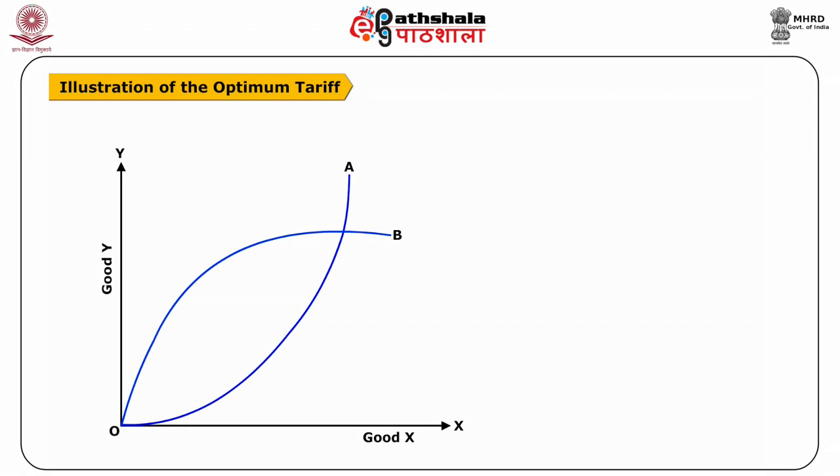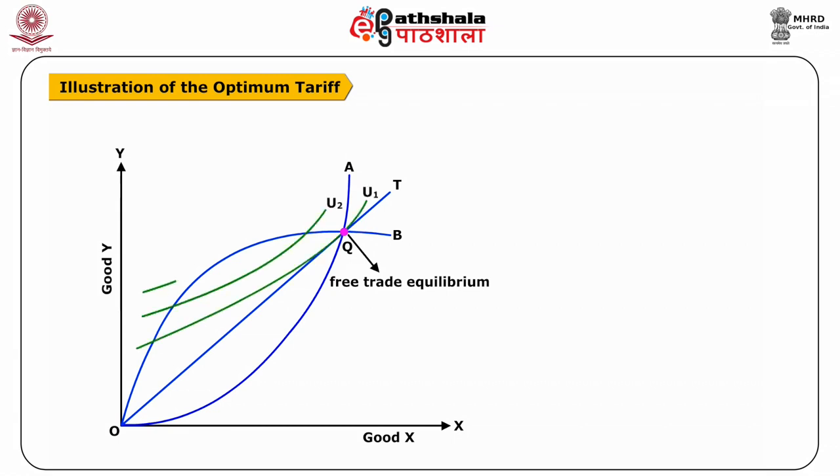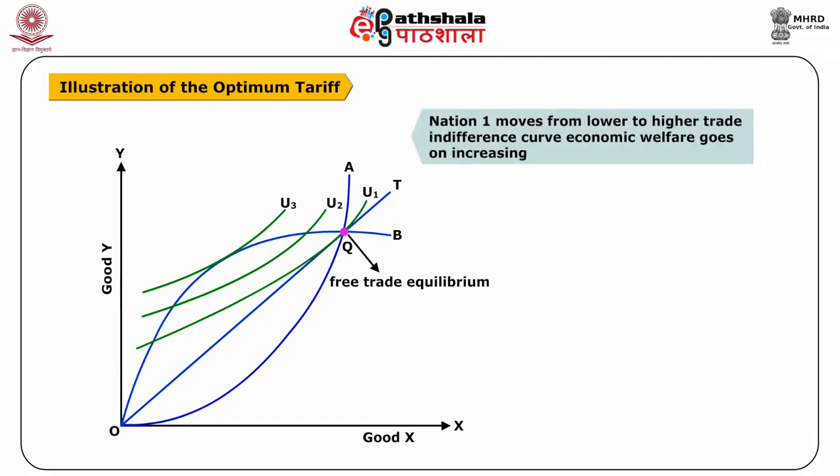In the absence of tariffs, the two nations' free trade offer curves intersect each other at point Q, where the terms of trade are given by the line OT. The point Q, as shown, is the free trade equilibrium position for the two nations. The set of trade indifference curves represented by U1, U2, U3 are nation 1's curves, which are parallel to each other. It depicts that as nation 1 moves from a lower to a higher trade indifference curve, that is from U1 to U2 to U3, its economic welfare goes on increasing continuously.